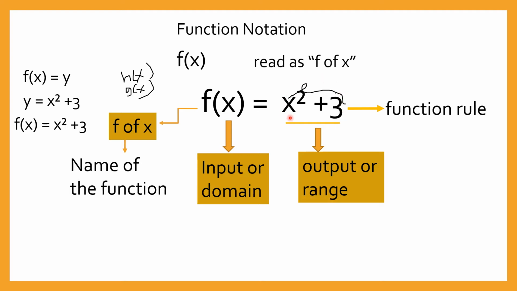Again, this is the function rule. Let's say the function rule says to square the x and add 3. Once you perform that, the result is what we call the output or the range.